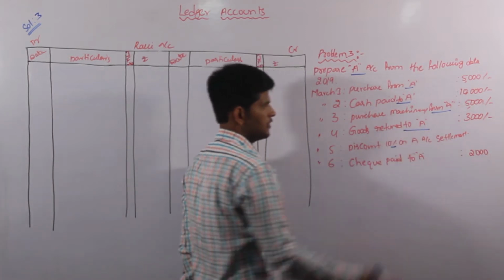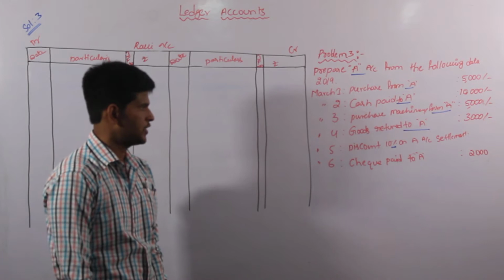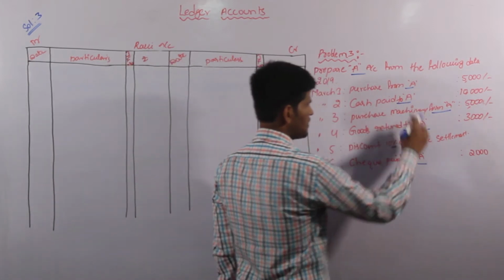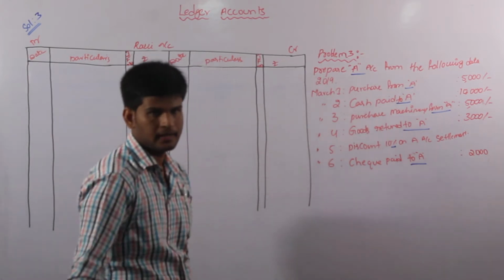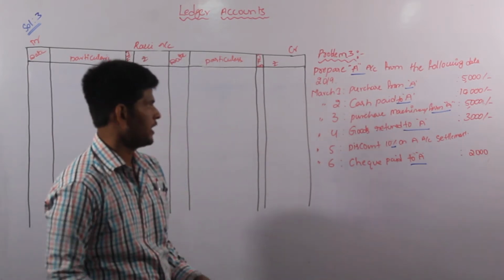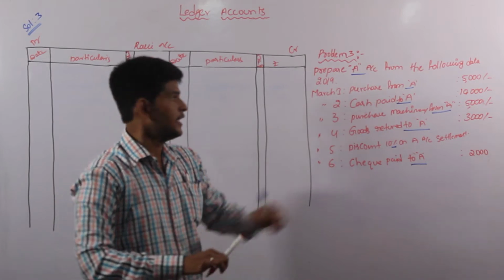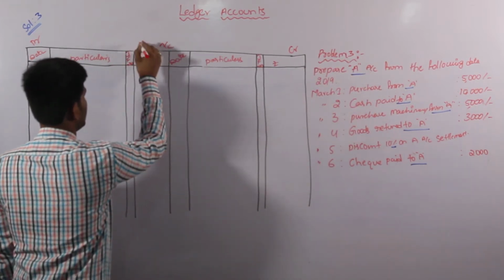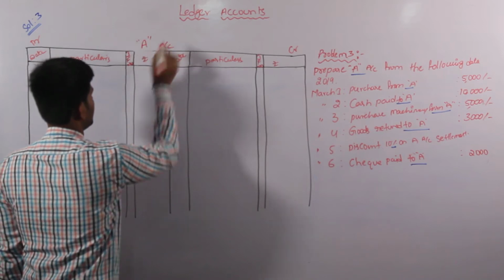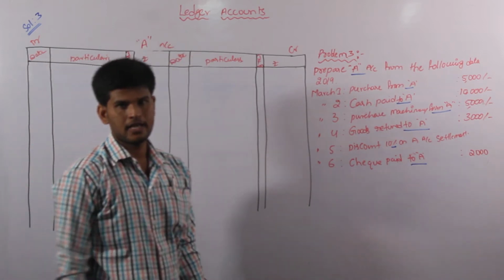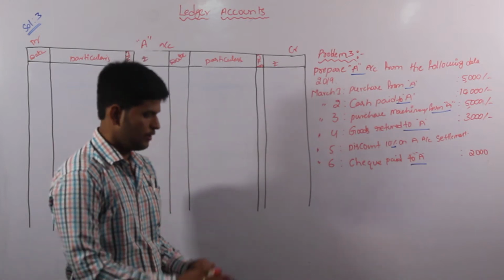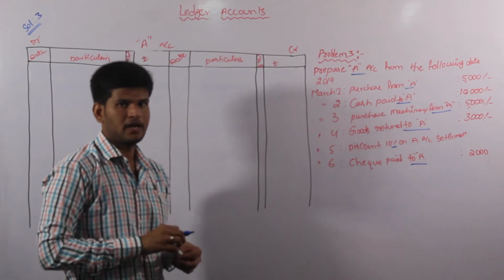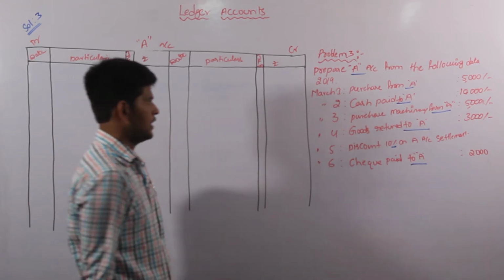This is after finalization of the problem. We are going to take a 10% discount, and cheque paid to A. All these transactions relate to the name of a person, that is A. The name of the ledger account is A account. So we give the ledger account name, A account, and then we write the transactions as entries. After that we convert the entries into ledger accounts.